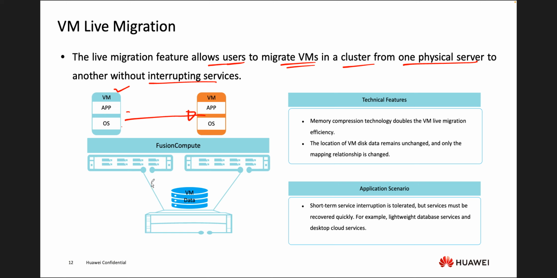And so you can see you can do a live VM data move from one server to another server. This again could be a SAN disk drive that sits here outside, or it could be a NAS, depending on how this topology looks. And so again, this is where you would use the compression technology to double the VM live migration efficiency. The location of the VM disk, as you see here, remains unchanged, and only the mapping relationship changed, so it maps it to another server.